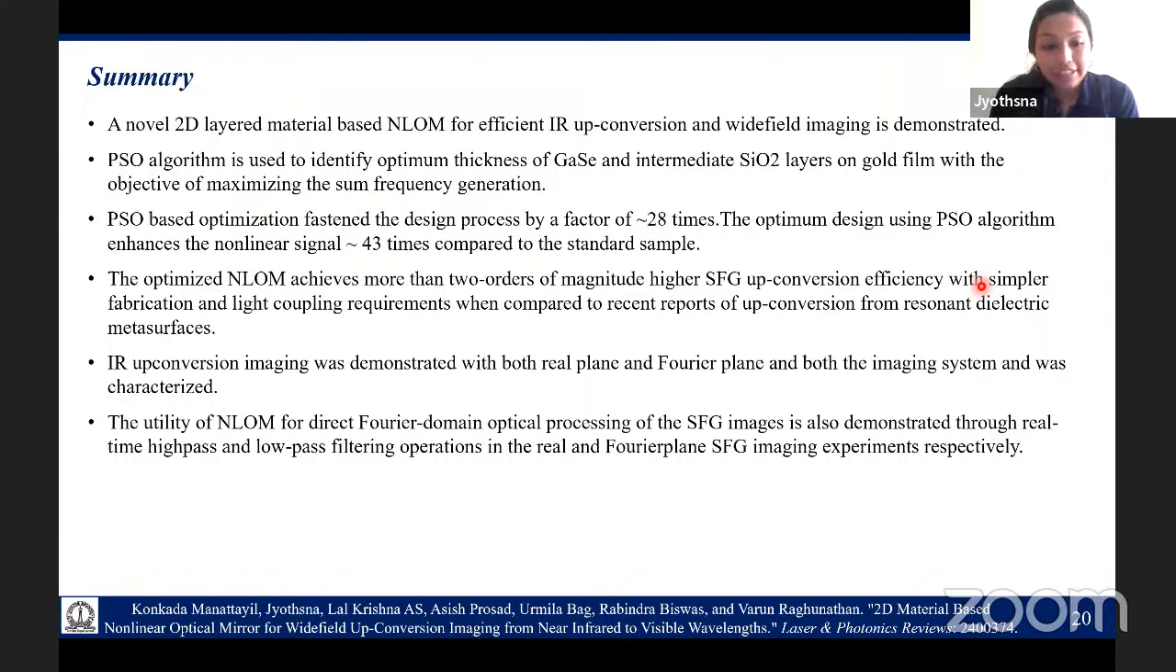Finally, the utility of the nonlinear optical mirror for Fourier domain processing in real time was also demonstrated in this study. If you're interested, more details of this work can be seen in this particular paper, which was recently published in Laser and Photonics Review.